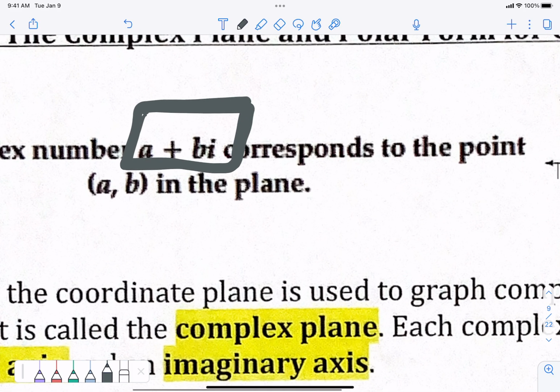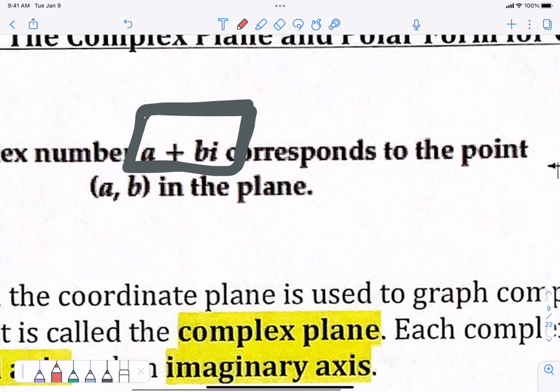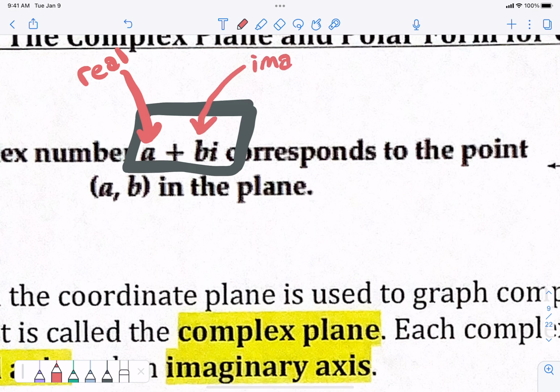So, let's pick apart this a plus bi. A is the real part, meaning it's a real number, not an imaginary number. So like 4 or 7, whatever. The b part is the imaginary part, so it's separated into two pieces. There's a real part and an imaginary part.